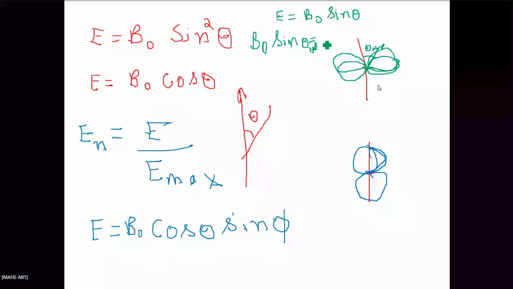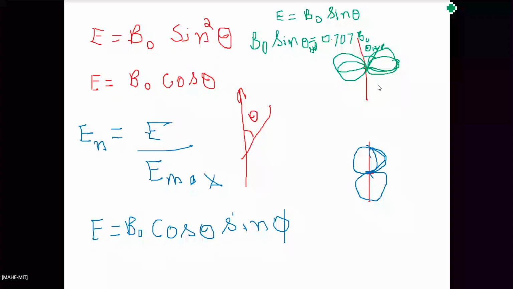Not able to hear? Half E naught, sir. So it is 1 by root 2, it's 0.707 E naught. Why 0.707? Because power is half. What is power? Power is the square of the electric field. So 0.707 is 1 by root 2, and 1 by root 2 into 1 by root 2 will be half power. So have you got it? How to get the half power point?